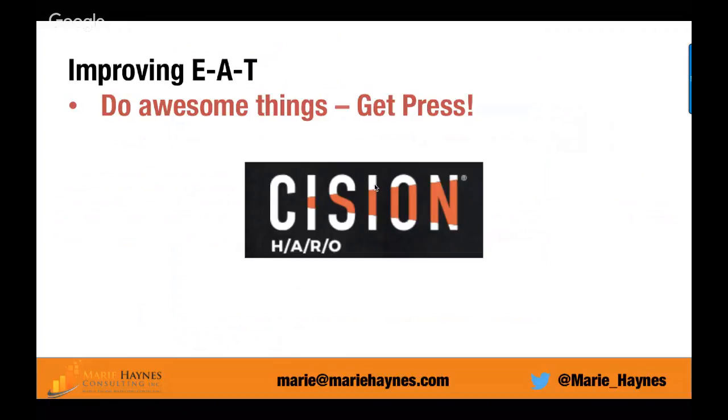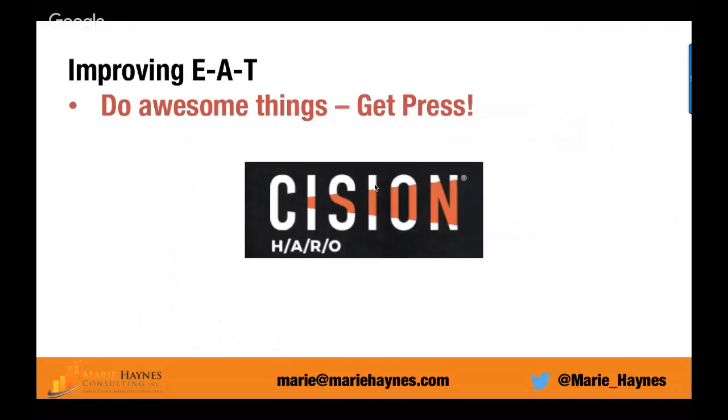Something that we use a lot of here is HARO. That's Help a Reporter Out. It's a service that will connect you with journalists. So if a journalist, for example, was writing an article on teeth whitening, they may perhaps say, we're looking for a dentist to get a quote from. And so if you are an SEO and you have a client who's a dentist, you can connect the dentist with this journalist.